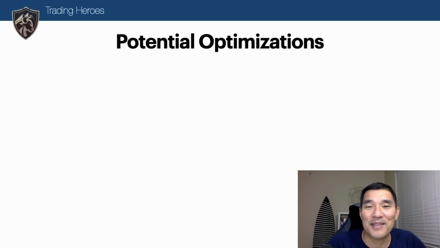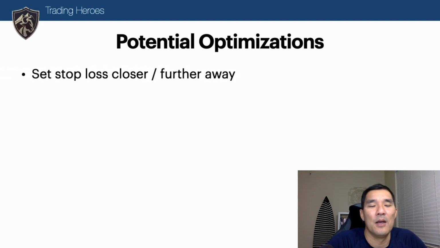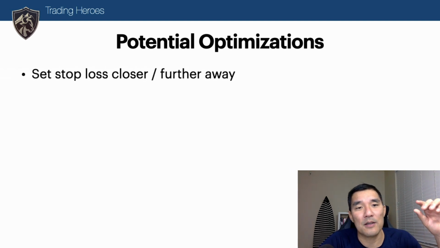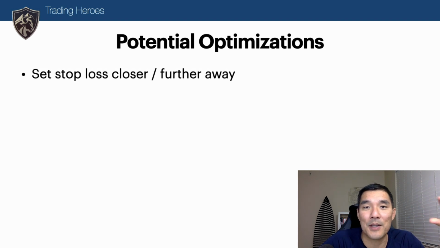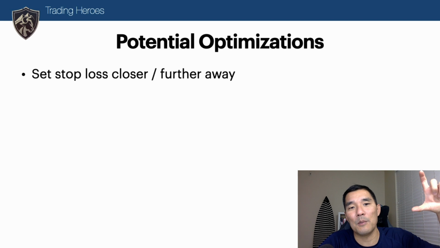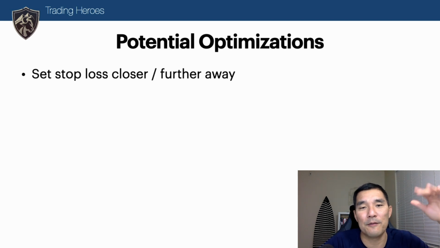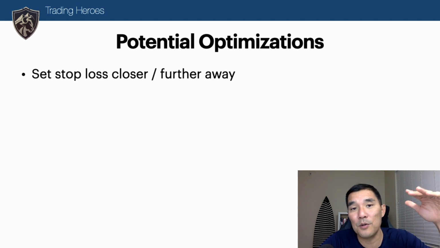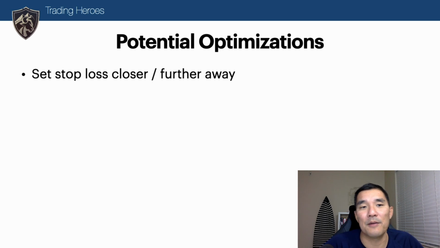All right, once you're done with the backtest and you have some stats, now it's time to look at some potential optimizations. One thing you can do is set the stop loss further away or closer. A lot of traders will tend to set the stop loss too close and they'll get stopped out often. So if you move the stop loss a little further away, that will give the market some room to move and you're more likely to hit your profit target.